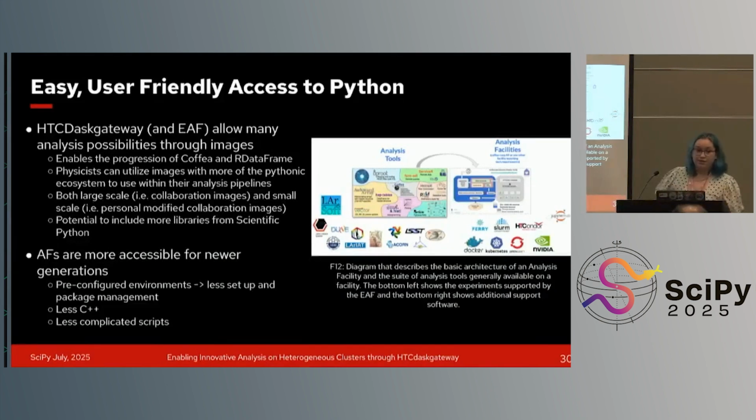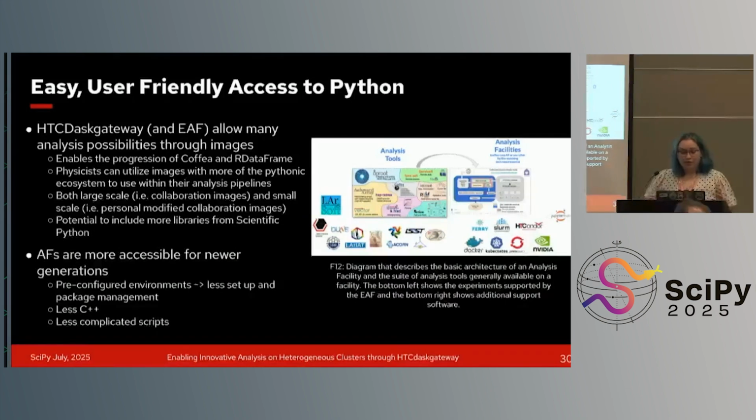Because we have those images that we're using with our gateway, we are enabling physicists to have better control over those pipelines that they're using and introduce more of the Pythonic ecosystem to their analysis pipelines. And images in general have also helped with things like progression of Coffea in our data frame. We can do this at the large scale and have collaboration images, which introduce more for everyone, like things like SciPy. We have those, and then on the smaller scale, you could do it on the user end if you can get the image approved. And so now we have more access to that scientific Python ecosystem.